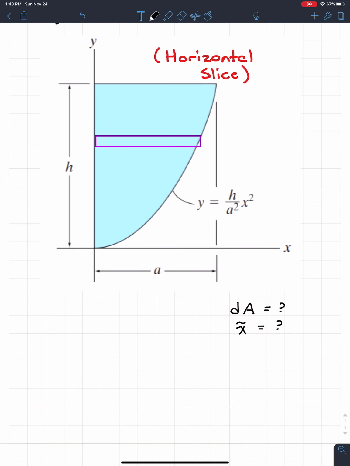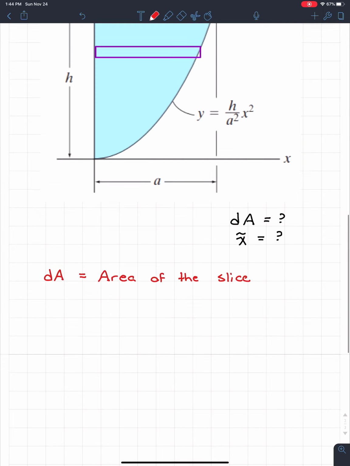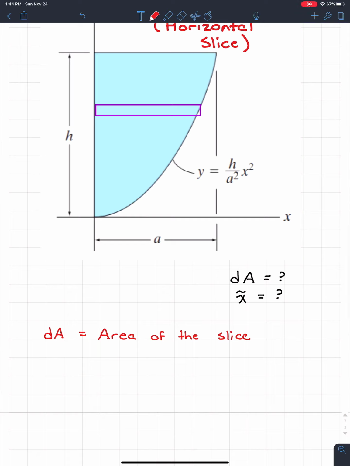So this dA, and this right here, I'm going to put right here, and I should probably do this in red. So the reason why we take the slice is because dA is equal to the area of the slice. So we're going to have to find the area of that slice. But if we look at the slice, it's just a rectangle. So we know that we just need the base times the height. So we're going to check what those are.